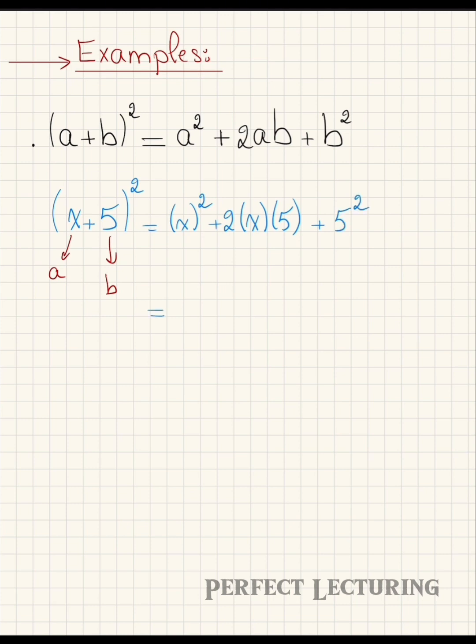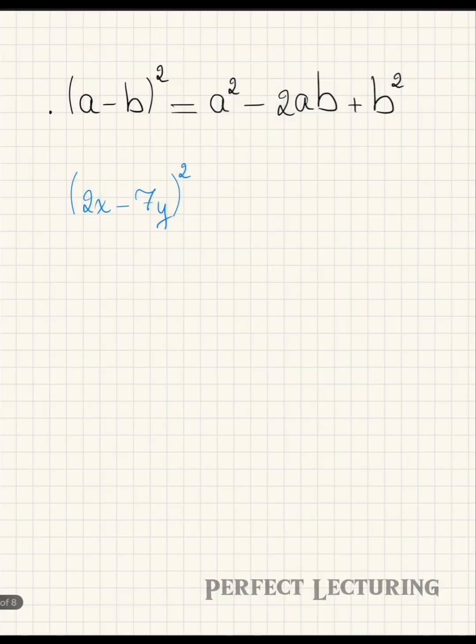Now x to the power of 2 is simply x squared. 2 times x is 2x, and 2x times 5, that is 10x, plus, and 5 squared is 25.